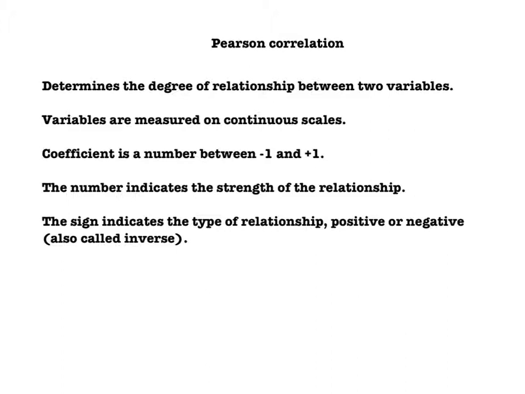The Pearson coefficient will be a number between -1 and +1. The number indicates the strength of the relationship, but the sign tells us what type of relationship, either positive or negative. The negative relationship is also called an inverse relationship.